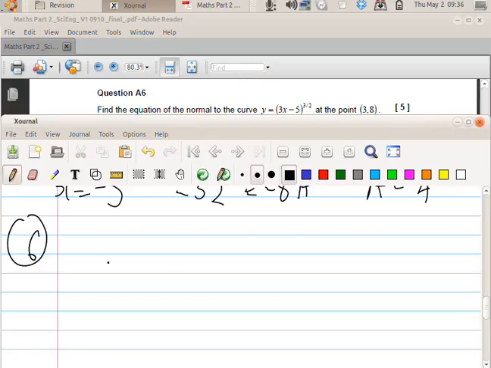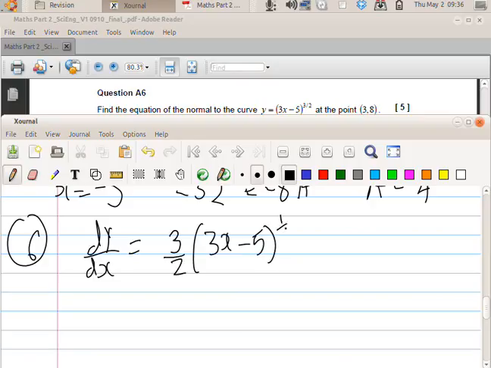Find the normal. So first the derivative. What rule do I need here? To find the normal, first, what rule to get the derivative? Chain rule, yeah. Bring the 3 halves down, and minus 1 from the power. And then x is 3. 3 times 3 is 9. 9 minus 5 is 4. 4 to the power half is 2. 2 over 2 is cancelled. So this is 3. But you forgot to multiply by the inside derivative.